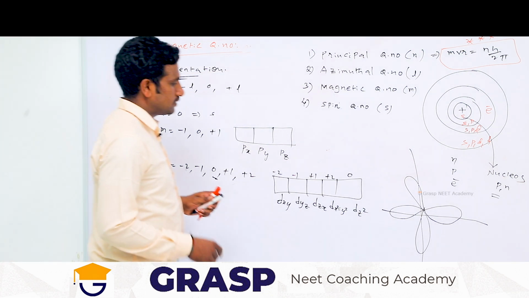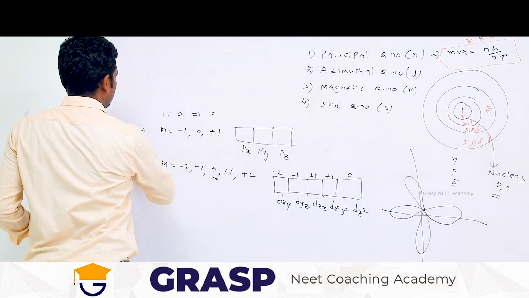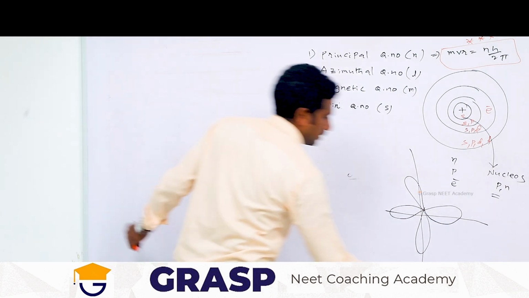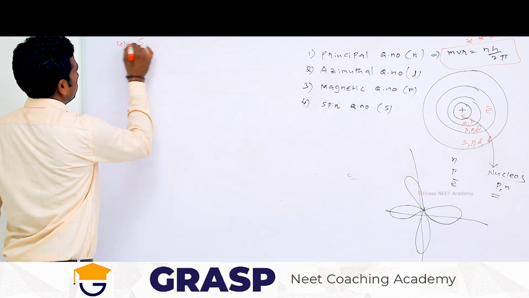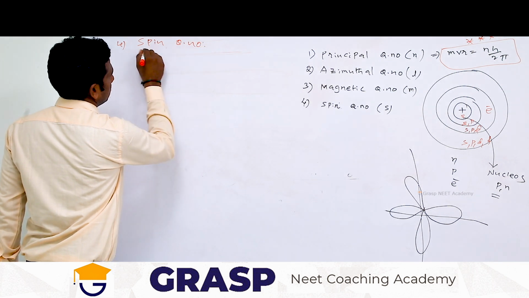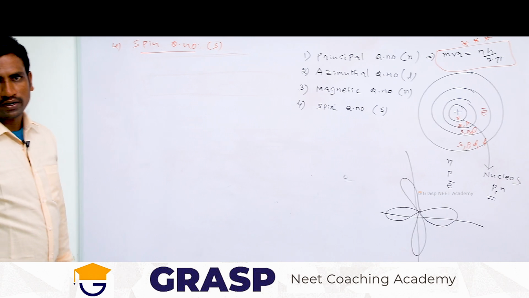So this is about the magnetic quantum number and now the spin of the electron. The last one is the spin of the electron. What is the spin of the electron? I am going to explain about the spin of the electron, which is denoted with the letter s. It is the spin quantum number.